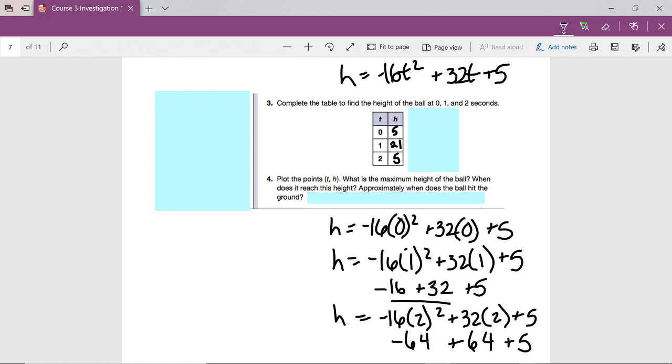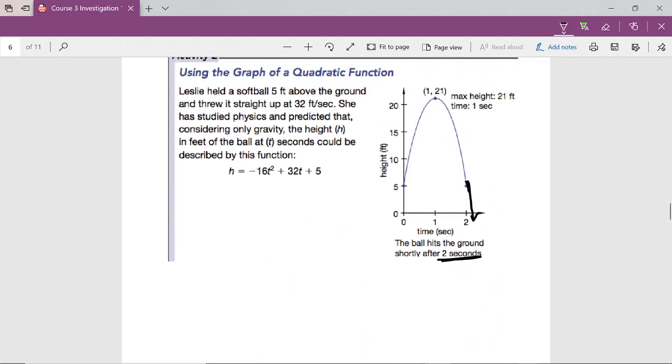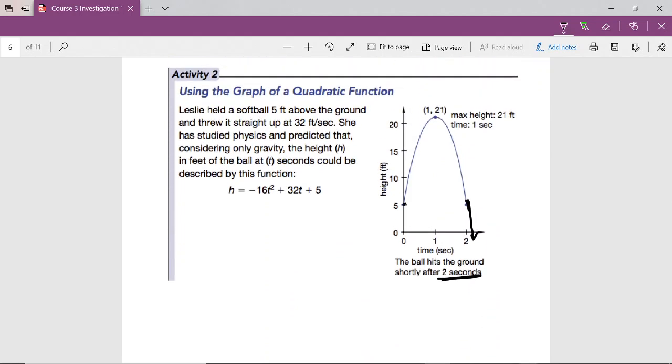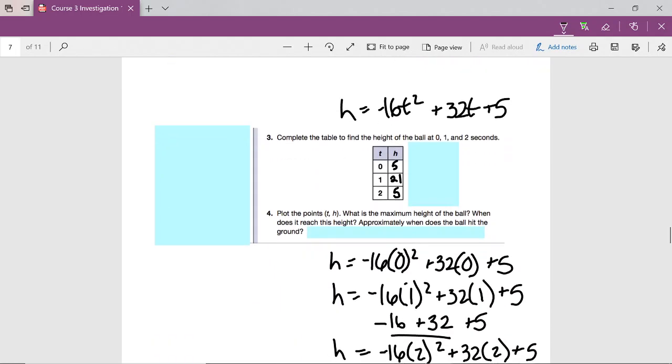Number 4 says plot the points t and h. What is the maximum height of the ball? When does it reach the ground? Or when does it reach this height? Approximately when does the ball hit the ground? So you can go ahead and plot this for yourself. I'm not going to show it again because we do have it up here. And so you can see our beginning point at 0.5, our top maximum, and then at 2 seconds. And then just like we said earlier, if this were to continue, I would approximate it at like 2.2 seconds. Something like that would make sense.